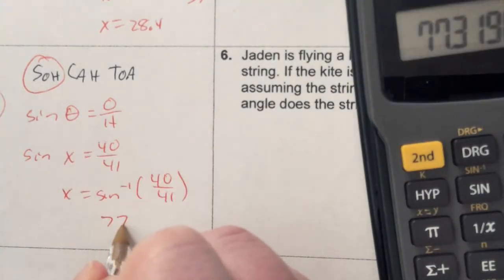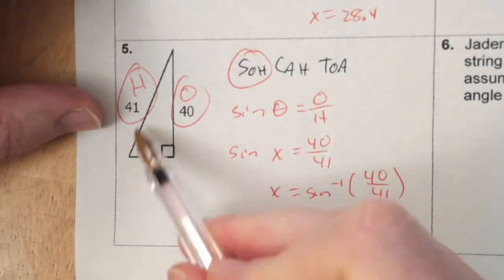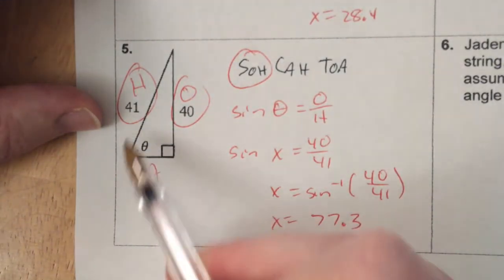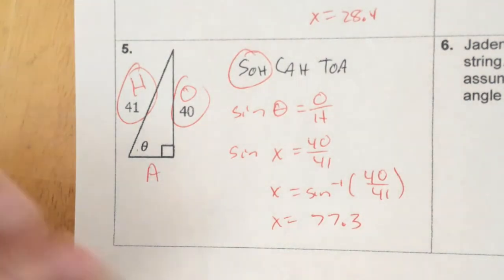So that is 77.3. 77.3. And does that look legit? Does that look about 77 degrees? Yeah, why not? As long as it's not like 200.